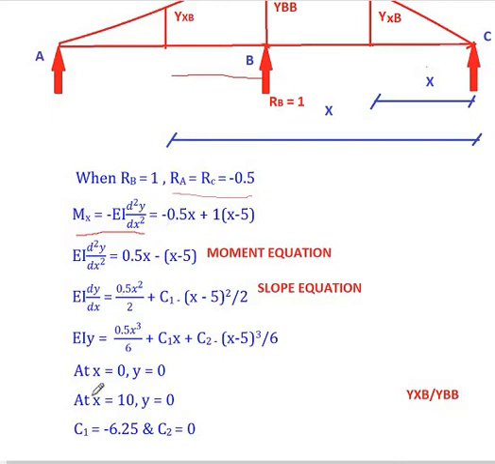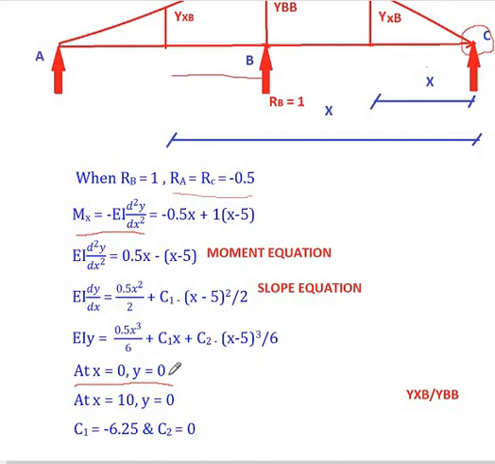Here we can see I have mentioned at x is equal to 0, y is 0. As you all know, the starting point of x is at support C. At this support, the deflection is 0, which means at the support C, the deflection is 0. At x is equal to 0, y is 0. So this is the first boundary condition.